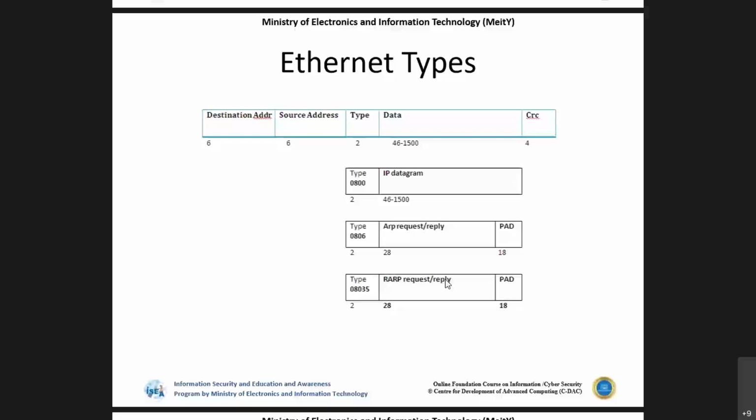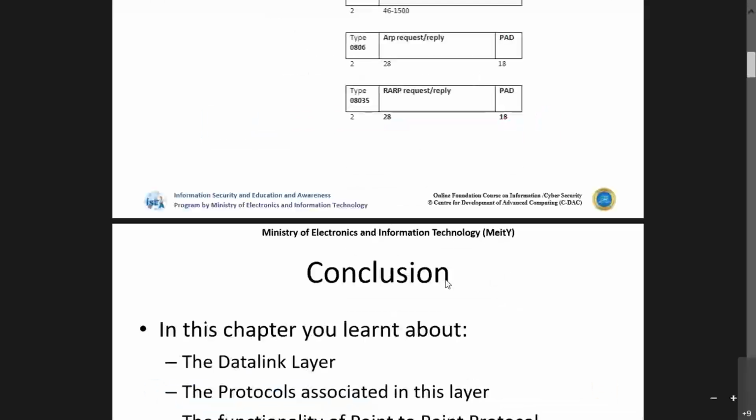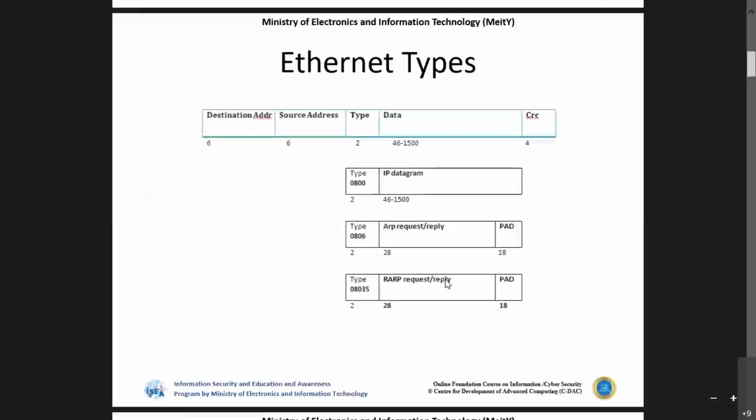So in this Ethernet, we will have only a minimal header: the destination MAC address, next the source MAC address, and the type. So this is about the Ethernet header.